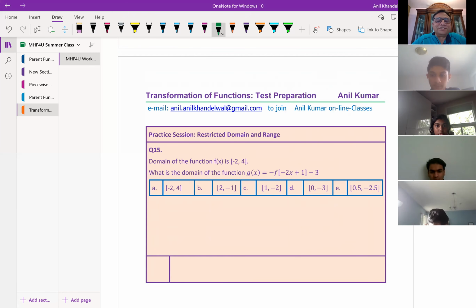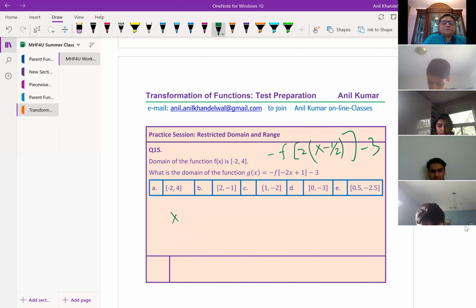Sure. Do you want me to read the question as well? Yes. Domain of the function f of x is -2 to 4. What is the domain of the function g of x equals -f(-2x + 1) - 3? Correct. And so you would do the brackets, trying to sub in for x and y. Since you said that we would lose marks previously, you would factor out the 2. Yes, you're right. So 2 and then x minus half, bracket, minus 3.